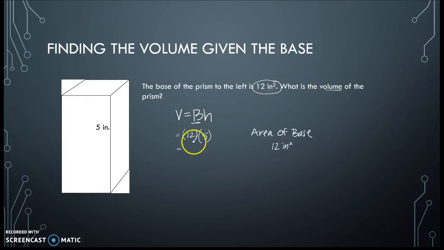So now I have volume equals 12 times 5. Well, 12 times 5, in case you don't know it, 2 times 5 is 10. 1 times 5 is 5. 5 plus 1 is 6. So it's 60. And now with volume, it's going to be inches cubed. So for volume, you always put a little 3 for your units. So cubic inches.